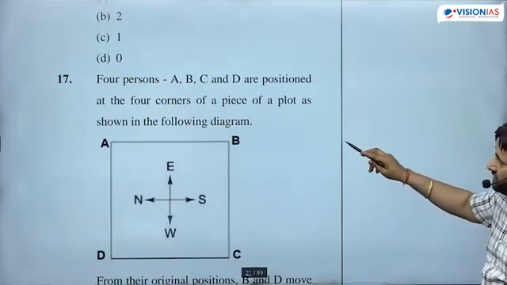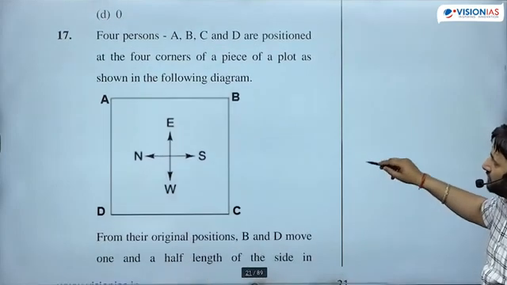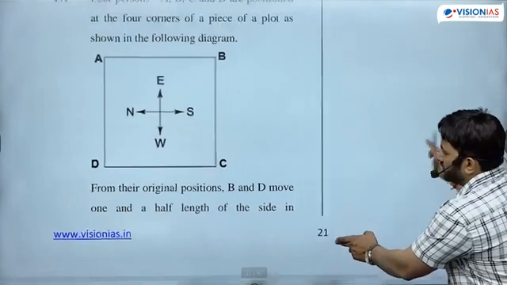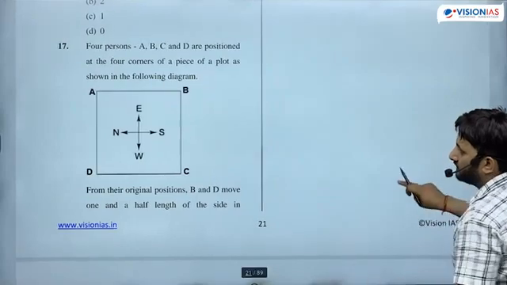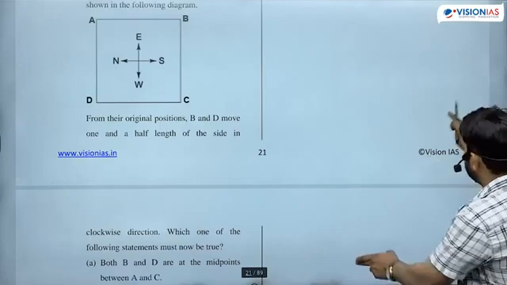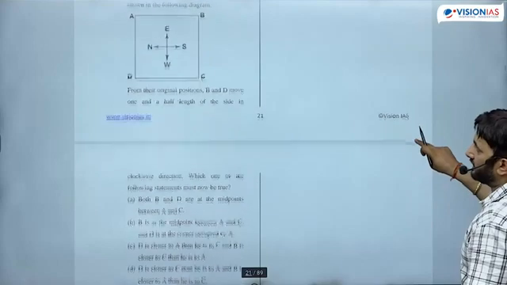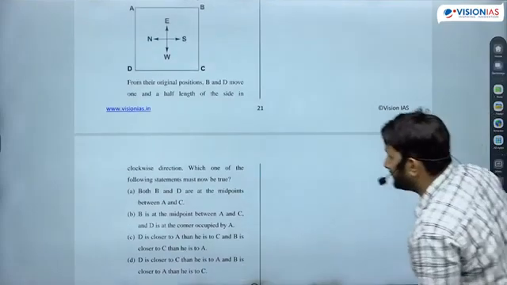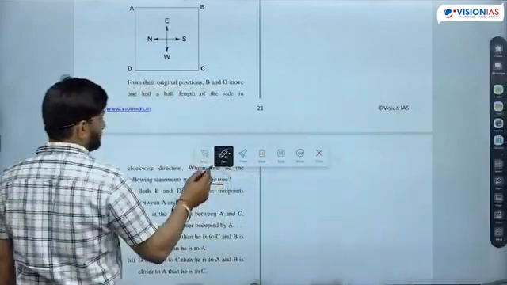Four persons A, B, C and D are positioned at the four corners of a plot as shown in the figure. From their original position, B and D move 1.5 length of the side in clockwise order. B and D are moving 1.5 side in clockwise order. Then which of the following must be true?